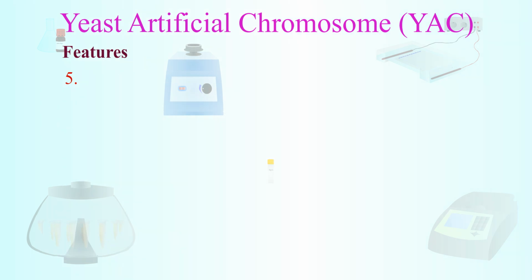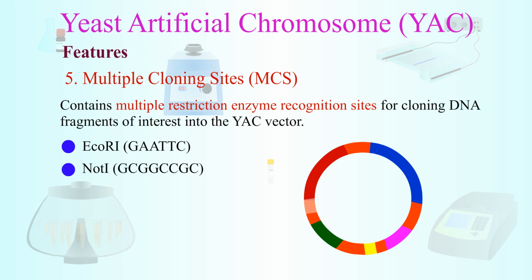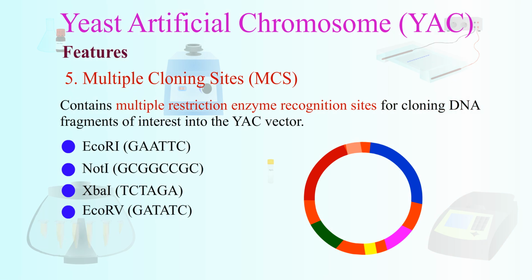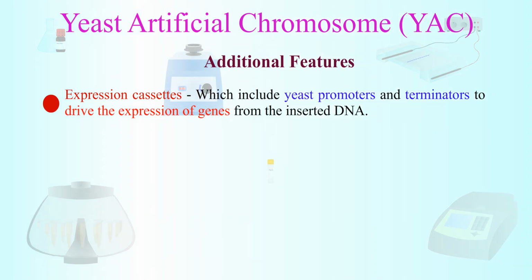amino acids. 5. Multiple cloning sites, or MCS, contain multiple restriction enzyme recognition sites for cloning DNA fragments of interest into the YAC vector. Also, some additional features depending on the purpose are included, such as expression cassettes, which include yeast promoters and terminators to drive the expression of genes from the inserted DNA.